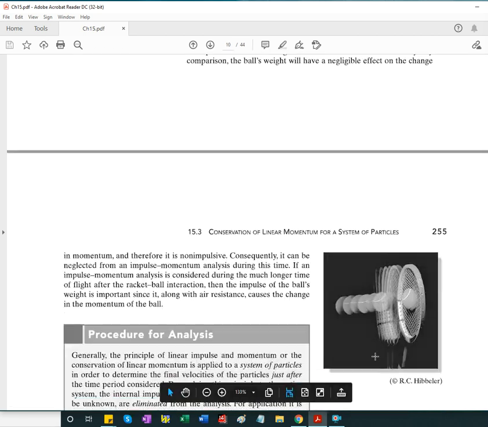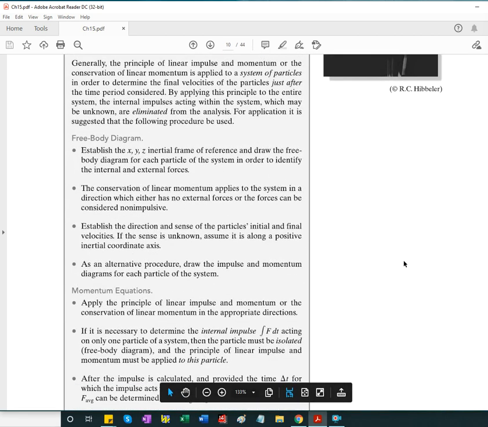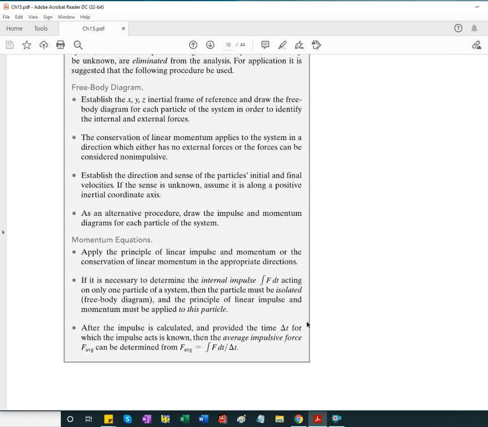Here too we have a procedure for analysis highlighted. It begins by choosing a reference frame, showing the system before and after the event, and applying the equations. We can then analyze just one of the particles. Say we have an impact between two particles; we can evaluate it by studying just one of the particles. We can evaluate the average impulsive force that develops.